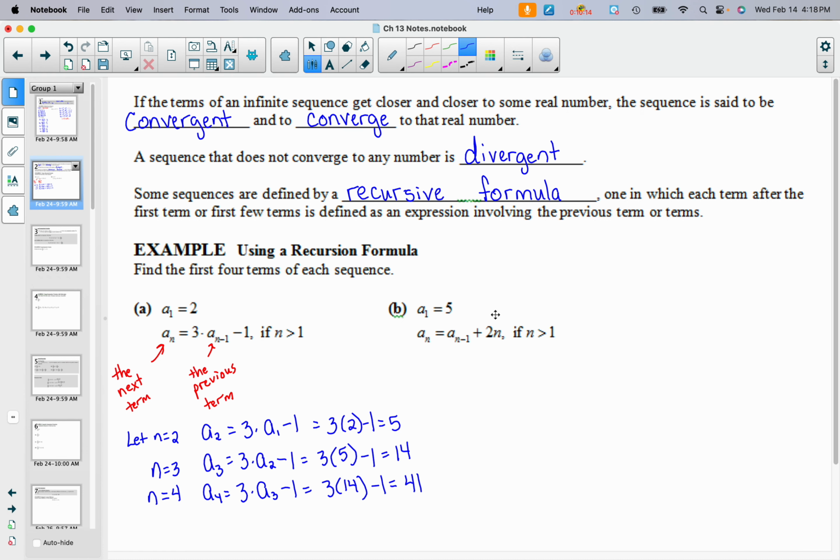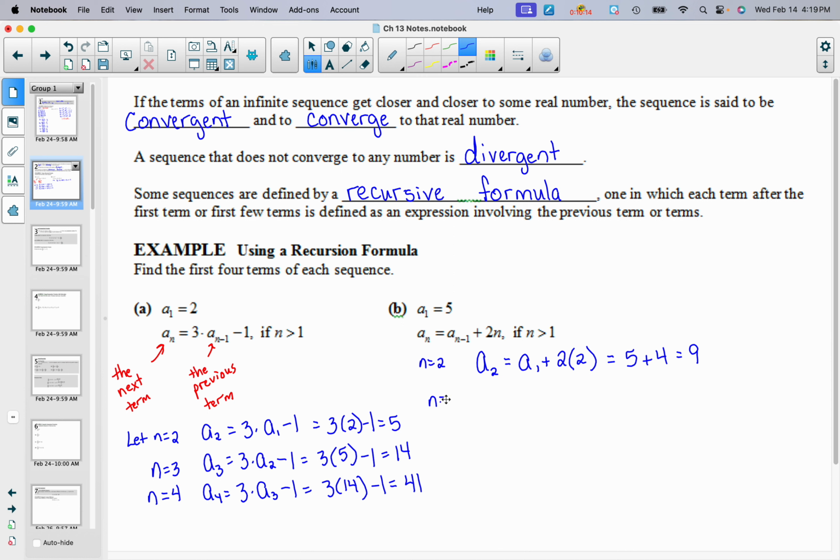Okay, so for this next one, we're told a sub 1 equals 5, and we're trying to find the first 4 terms. We already know the first one. So to get a sub 2, remember, I'm letting n equal 2. That means I'm going to take a sub 1 plus 2 times n, and n is 2, so I plug a 2 in here. That gives me 5, because that's what a sub 1 was, plus 4, which is 9. So that's my second term.